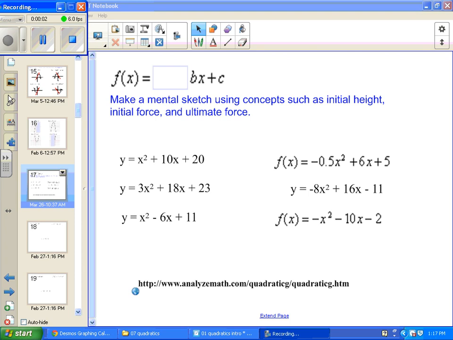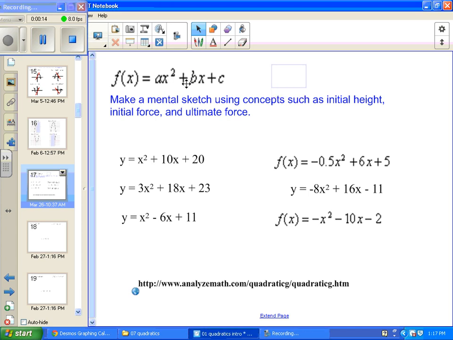Alright, the purpose of this video is to review how to make mental sketches of quadratic functions that are written in what we call standard form, ax squared plus bx plus c. Whenever we see a function like that, we should understand that all of the solutions to that equation are going to fall in the shape of a parabola. Ours is to figure out how that parabola is going to be oriented on the graph.